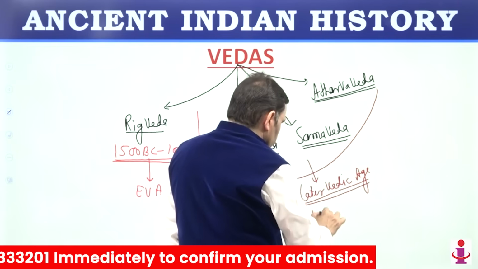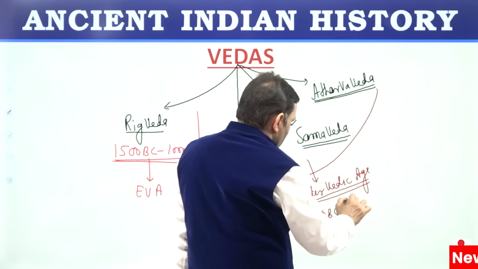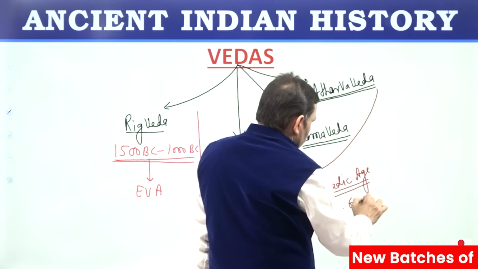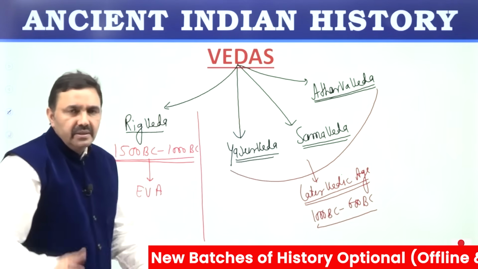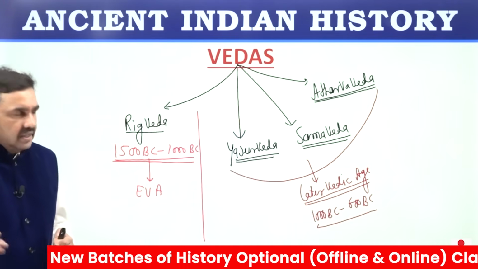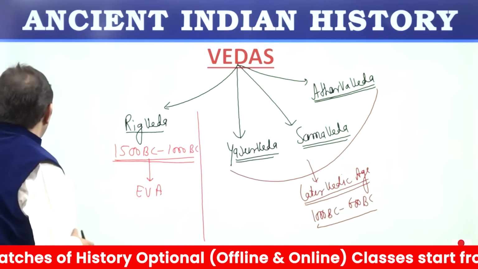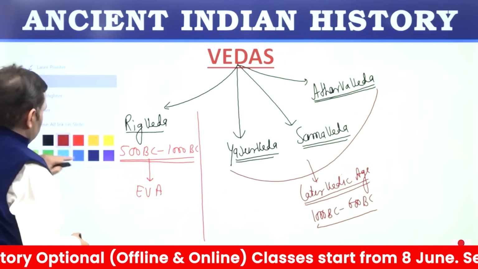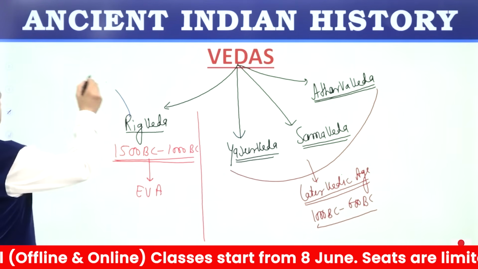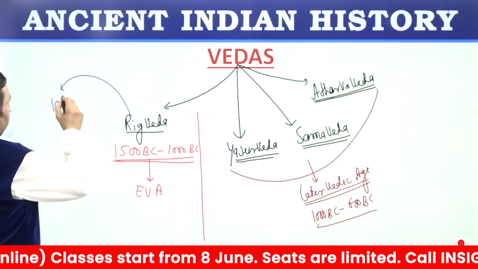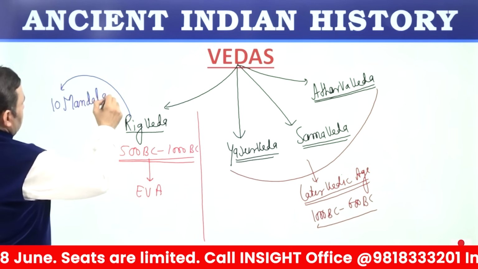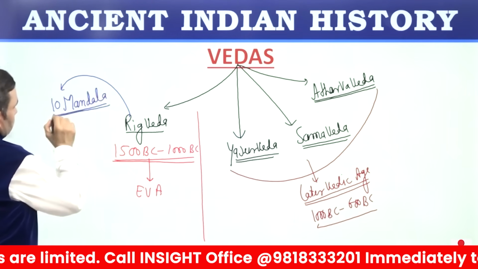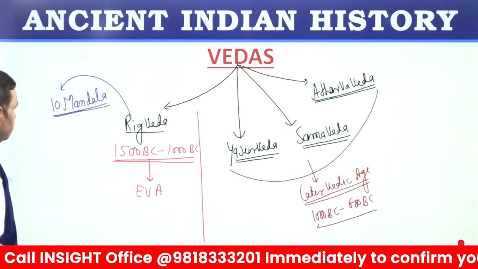That is 1000 BC to 600 BC. It means these Vedas provide information about the later period. That's how you have to understand division: early Vedic, later Vedic. Rig Veda has some chapters. How many chapters? There are 10 chapters, and these chapters are known as mandala. So mandala, when you read in NCERT or in any other book, you should understand this is a chapter.